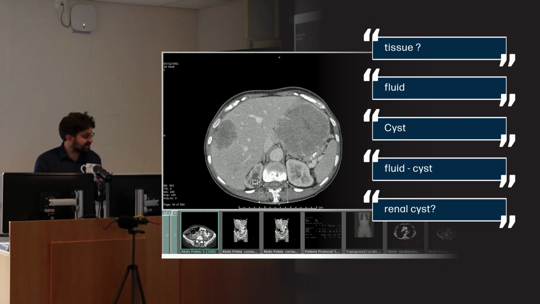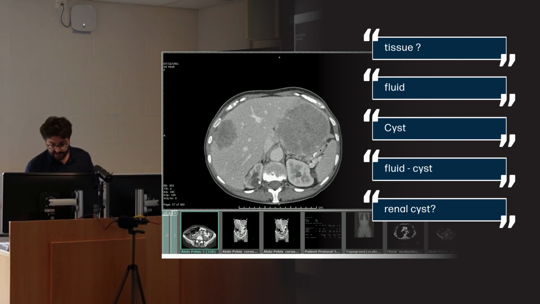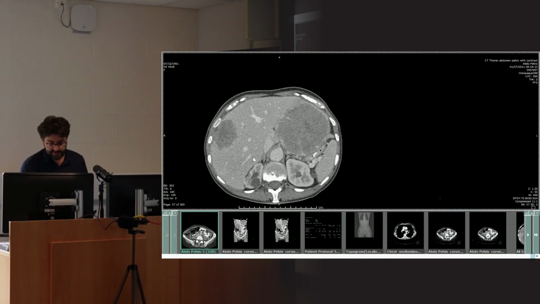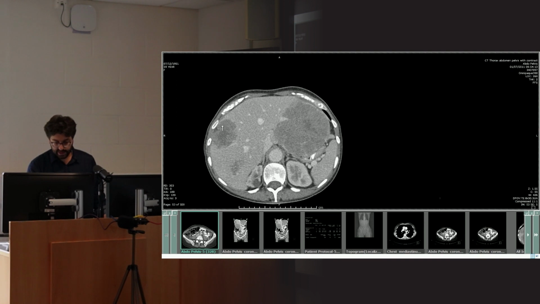So 0 to 20 Hounsfield units is fluid density. Yes, absolutely. So that is a renal cyst. Nice, homogeneous, non-enhancing, fluid density, all good. That's a renal cyst. Now let's look at these liver lesions.